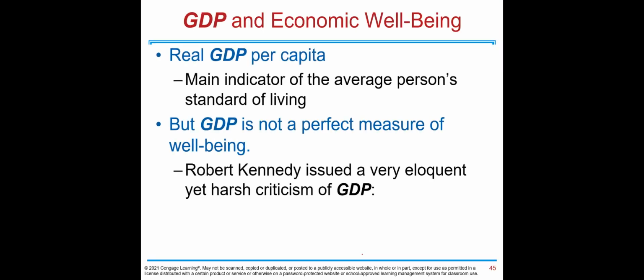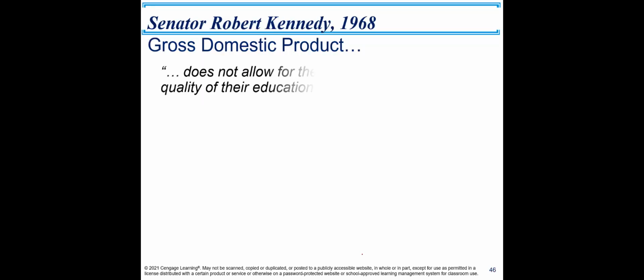So real GDP per capita is the main indicator of the average person's standard of well-being, as we talked about in the previous slide. But GDP is not a perfect measure of well-being. Let's look at Robert Kennedy's speech on GDP.